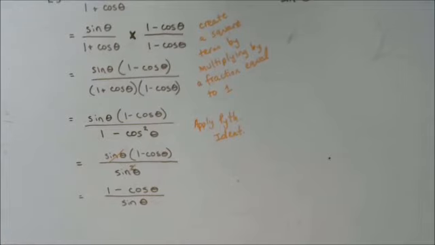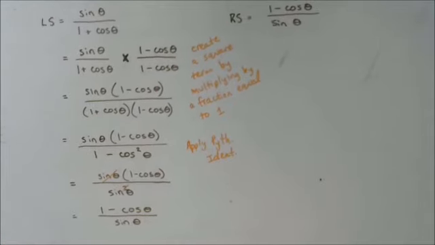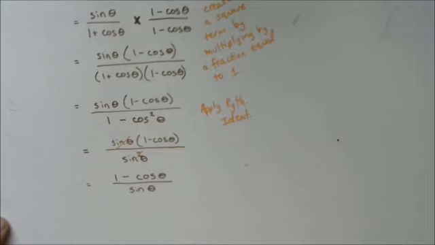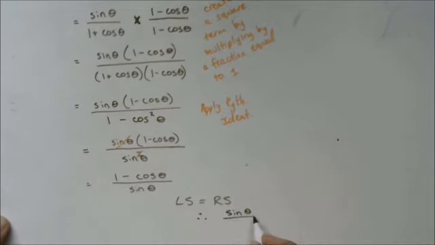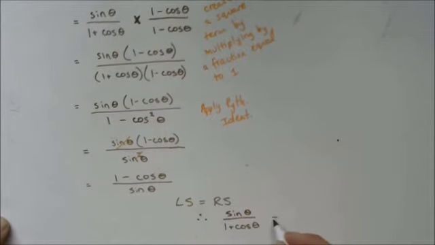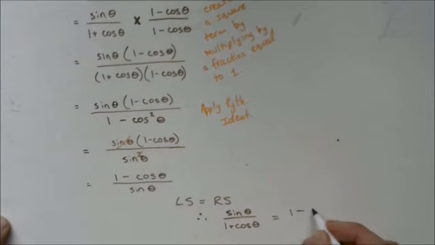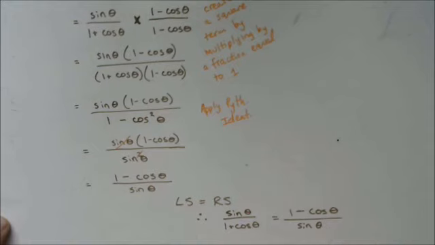And look at that. I believe that's what we have on the right side. So left side equals right side. Therefore, the original statement, sine of theta over 1 plus the cosine of theta is equal to 1 minus the cosine of theta over the sine of theta.